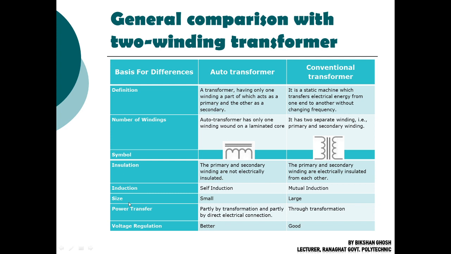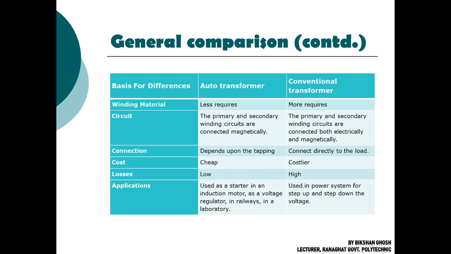Okay. Now power transfer. In the case of an autotransformer, as there is direct electrical connection and magnetic coupling, the power transfer takes place in two fashions, partly by conduction and partly by induction. But in the case of a conventional transformer, the total power is transferred from primary to secondary by induction. And voltage regulation: as the length of winding is less in an autotransformer, we get a better voltage regulation. But in a conventional transformer, though it is good, it is not better than that of an autotransformer.